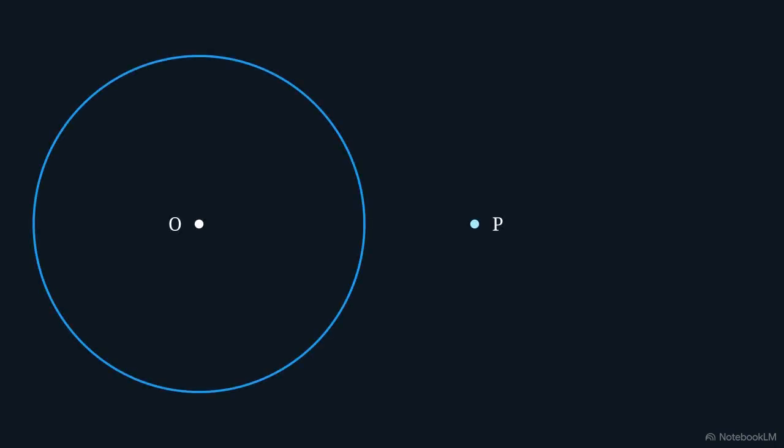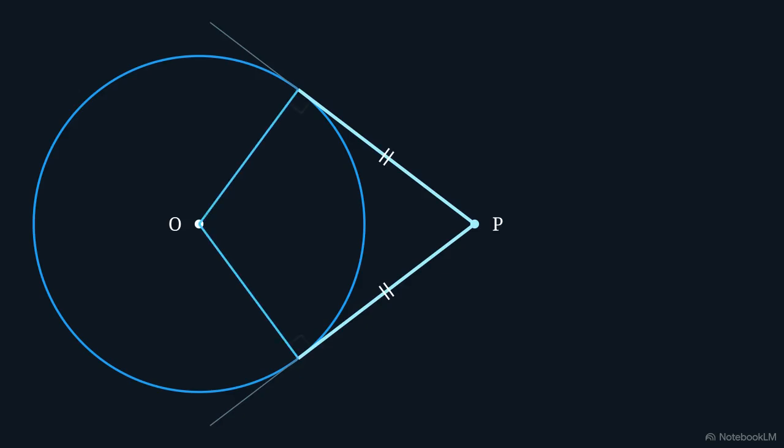Let's scale this up. Instead of a line just passing by, imagine a single point sitting completely outside the circle. From this external location, we can project exactly two tangent lines toward the curve. Because circles are perfectly symmetrical, these two tangent segments originating from the exact same external point are identical in length.